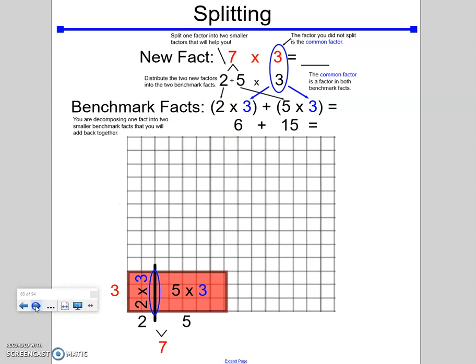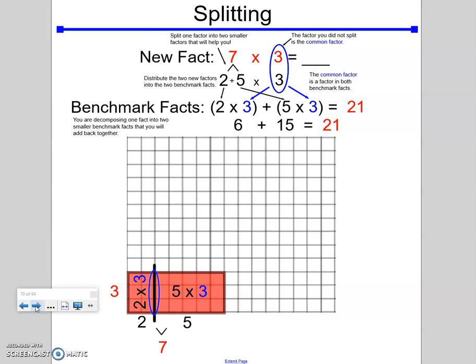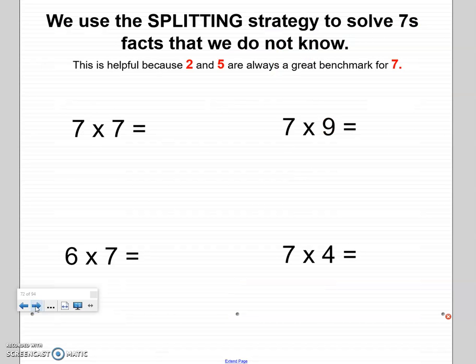So once students have their two benchmark facts, 2 times 3 and 5 times 3, they'll know that 2 times 3 is 6 and 5 times 3 is 15. They'll add those together for a total of 21. And of course, that means that 2 times 3 plus 5 times 3 equals 21, and 7 times 3 equals 21. We'll go ahead and look at one more example together.